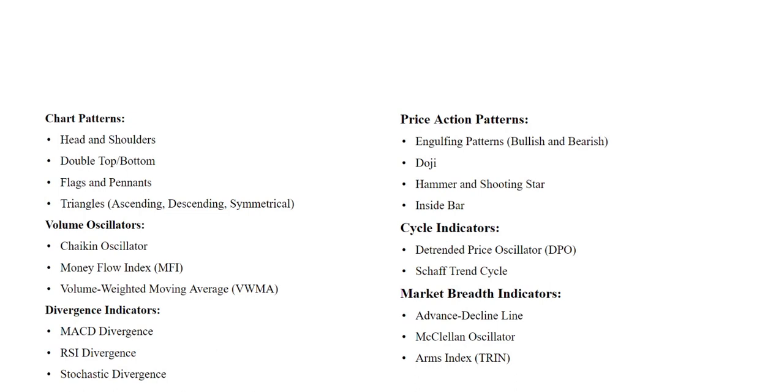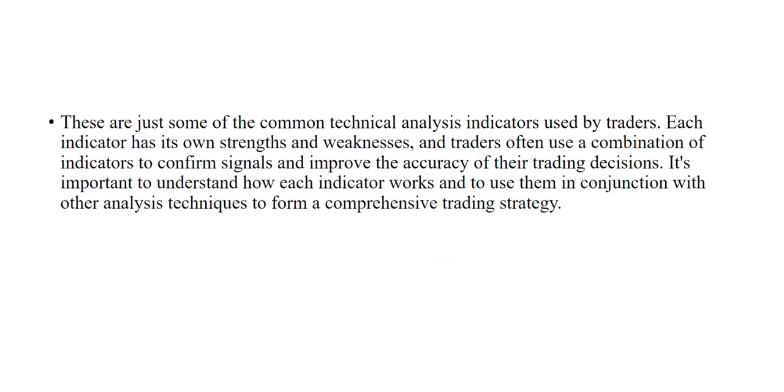There are cycle indicators you can look at: the detrended price oscillator, Schaff trend cycle. There are market breadth indicators: advance decline line, McClellan oscillator, Arms index. There are just a lot of indicators out there. There are wild theories like Elliott wave theory and all kinds of crazy things that can help filter noise out. But you don't want too many of them. You just want enough to help you say yes or no, right?